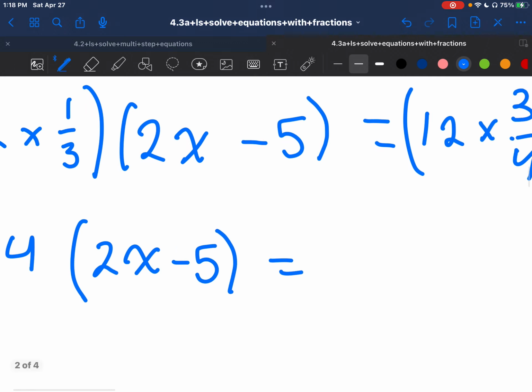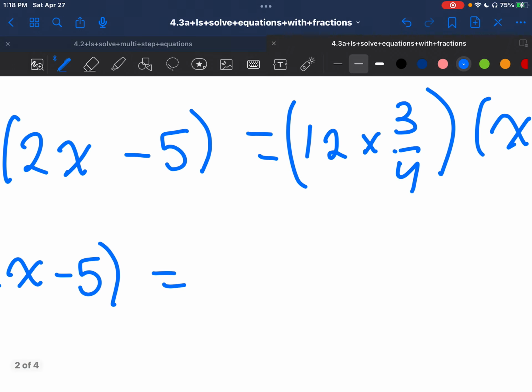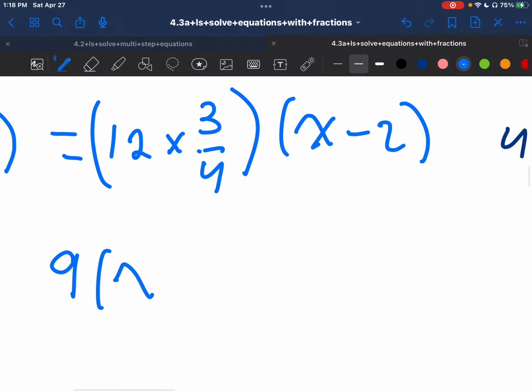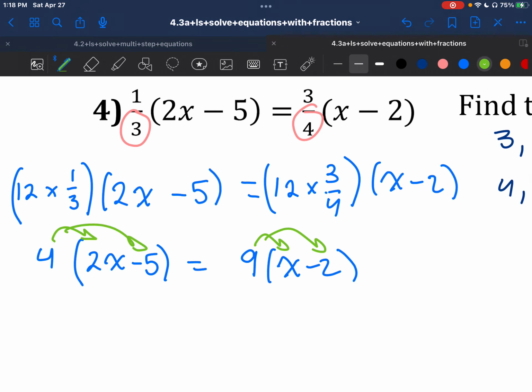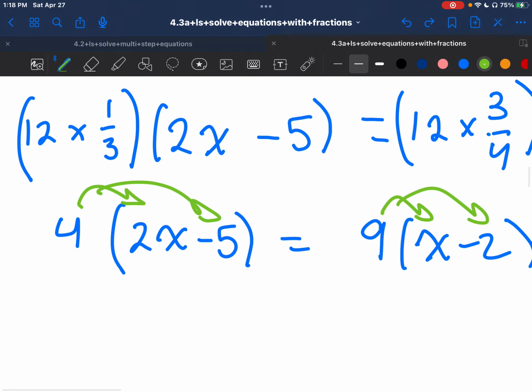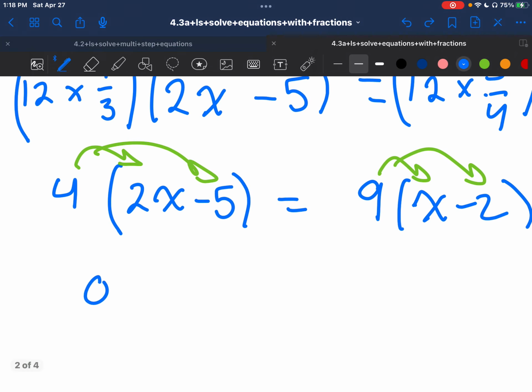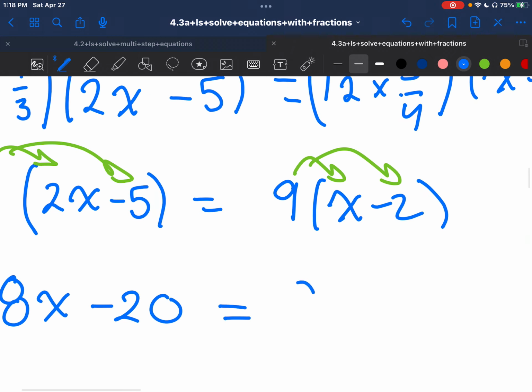Then 2x minus 5 equals 12 times 3 over 4. So that's going to be 9. Is that right? So we could write a 9, x minus 2. Now if we use our distributive property, remember, we don't like distributing a fraction, so we just kind of switch it. Not a fraction. So 4 times 2 is 8x, 4 times 5 is 20, so 8x minus 20 equals 9x minus 18.